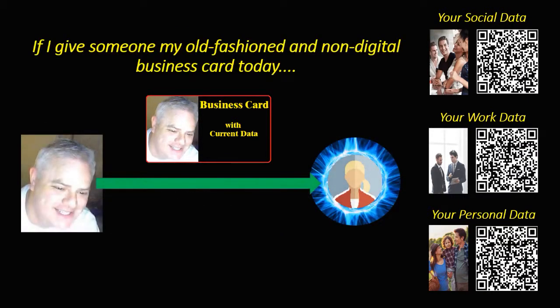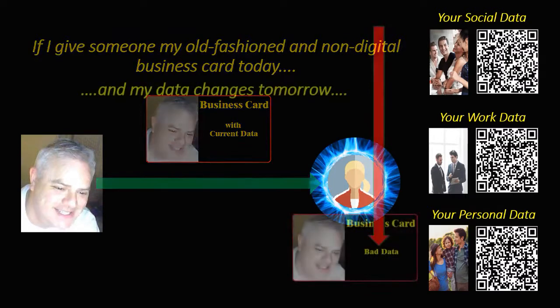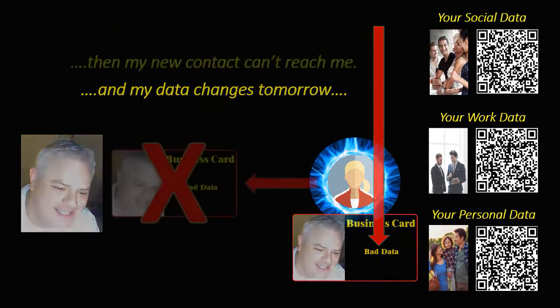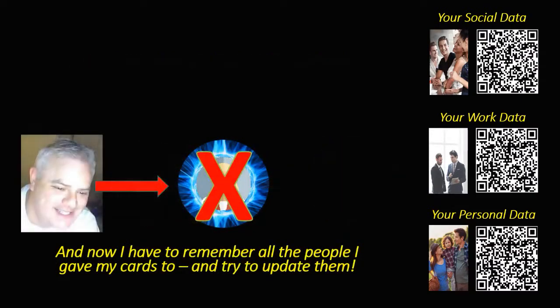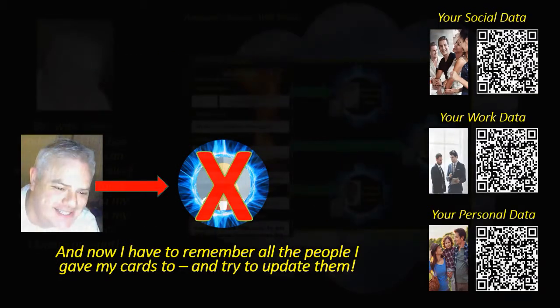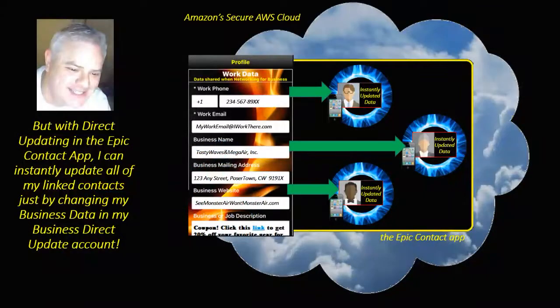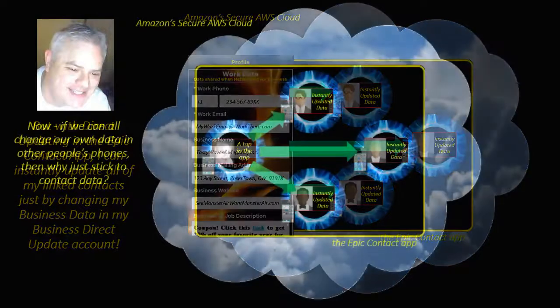If I give someone my old-fashioned and non-digital business card today, and my data changes tomorrow, then my new contact can't reach me. And now I have to remember all the people I gave my cards to and try to update them. But with direct updating in the Epic Contact app, I can instantly update all of my linked contacts just by changing my business data in my Business Direct Update account.